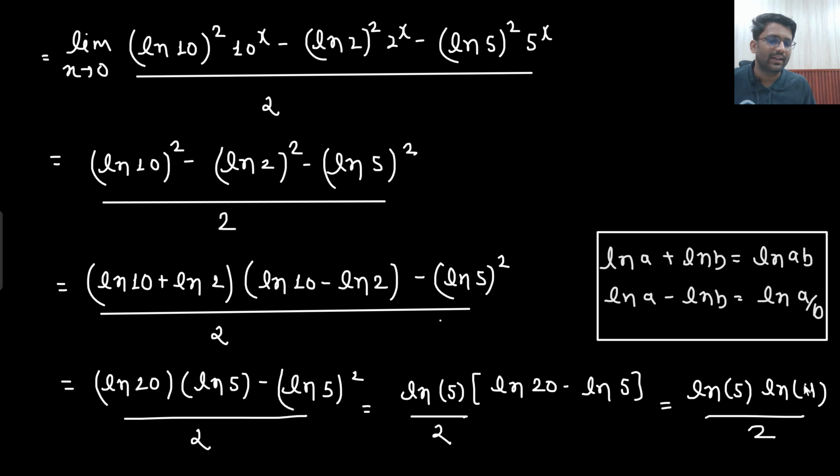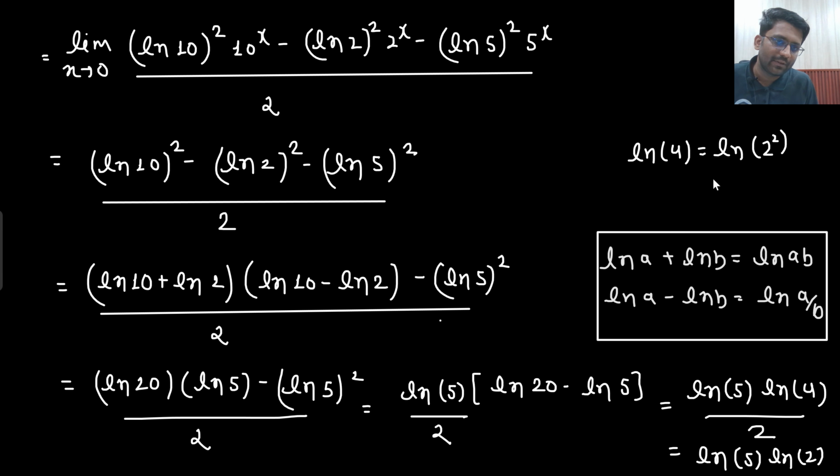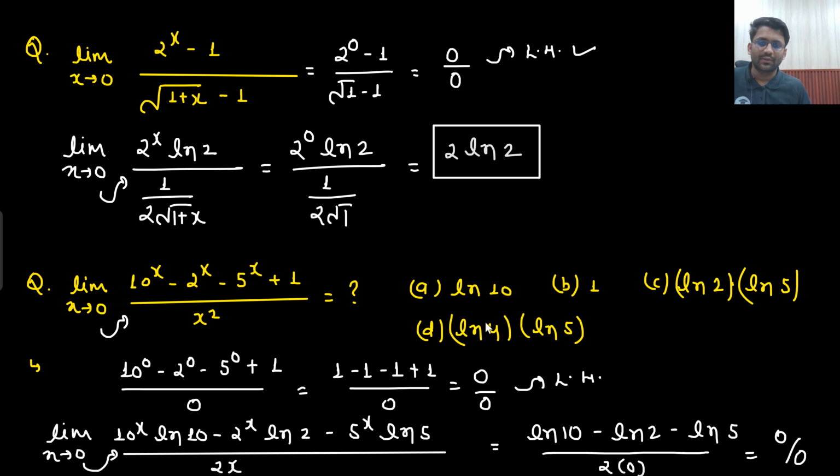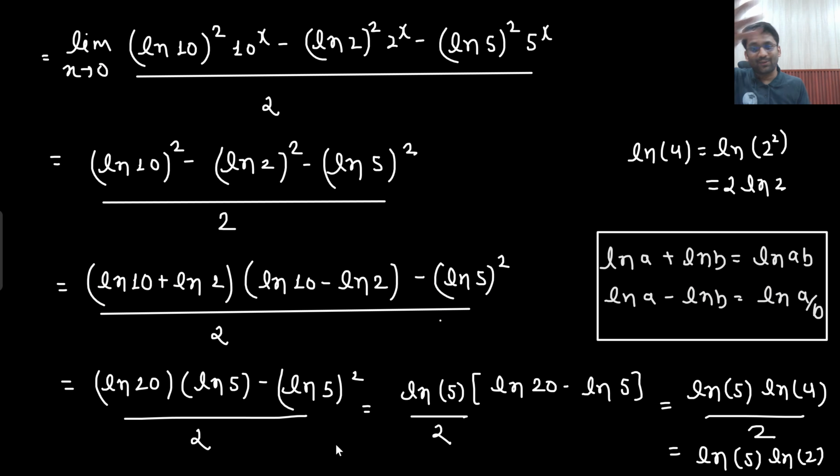Now ln 4 could be treated as 2 to the power 2. Then 2 can come outside, and this will become ln 5 ln 2. Basically, what is ln 4? Ln 4 is nothing but ln 2 to the power 2, which could be written as 2 ln 2. Right? So this 2 and 2 got cancelled out. So we are getting ln 5 ln 2. This is the answer. You have to trust your calculation here.